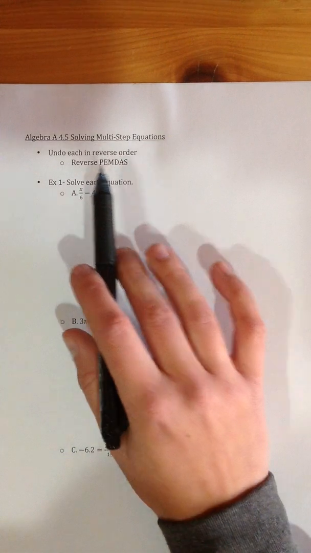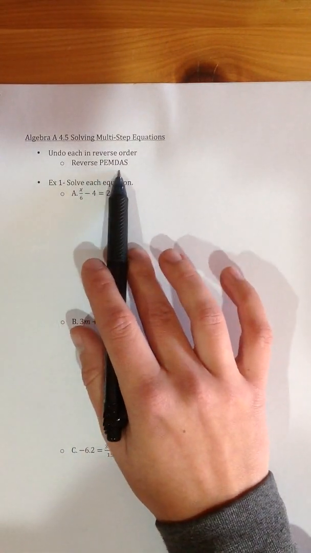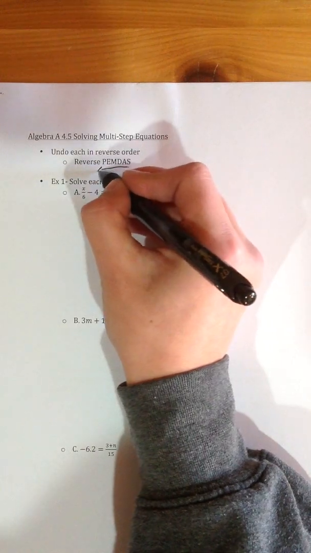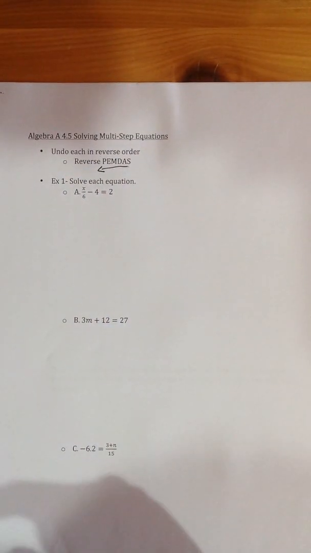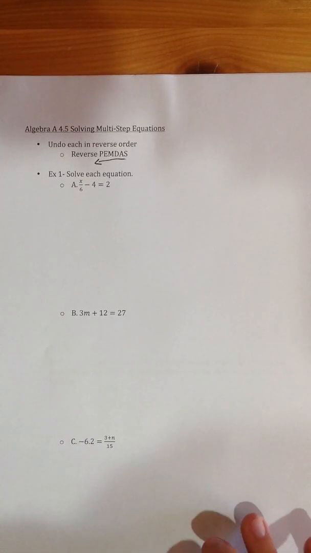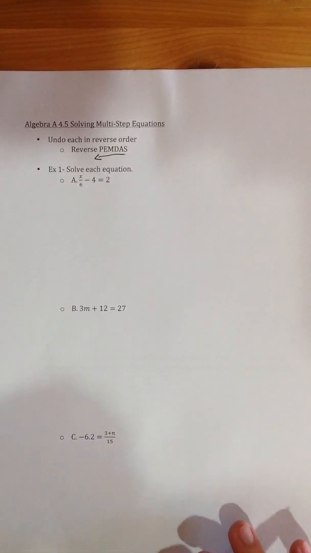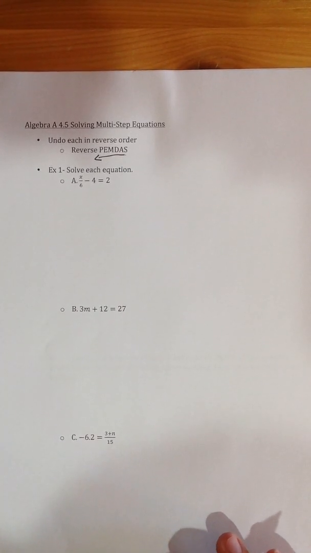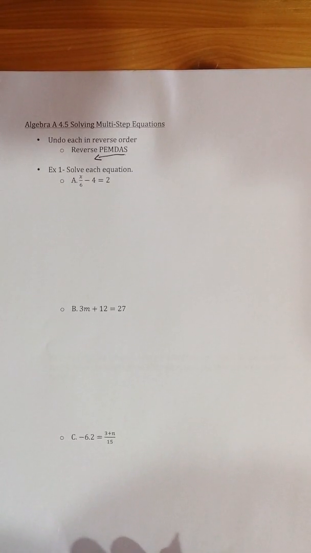Okay, so instead of starting with parentheses, exponents, multiply, divide, add, subtract, we actually start with the add, subtract, and work ourselves in the other direction. So it's basically the opposite of order of operations. So if we look at the first one here, we've got x over 6 minus 4 is equal to 2. Okay, so again, like our equations we've done before, our goal is to get the x by itself and figure out what number it's equal to.